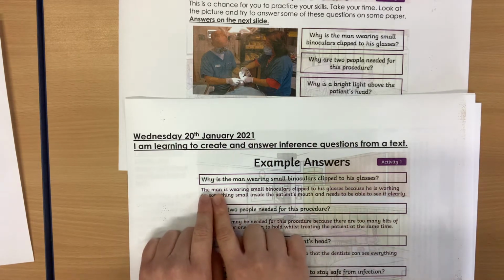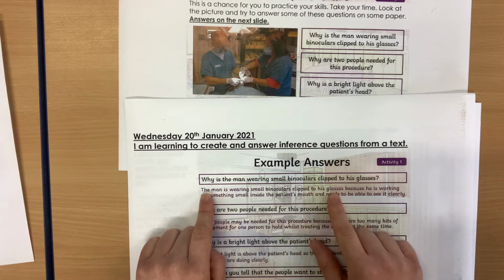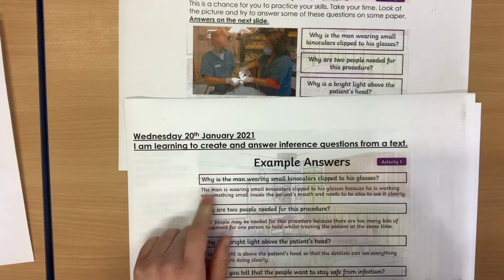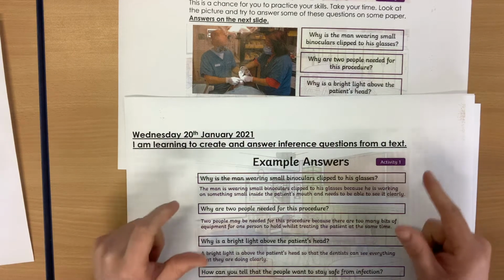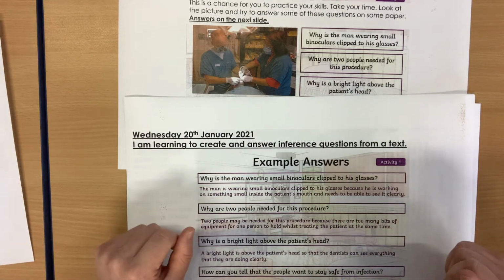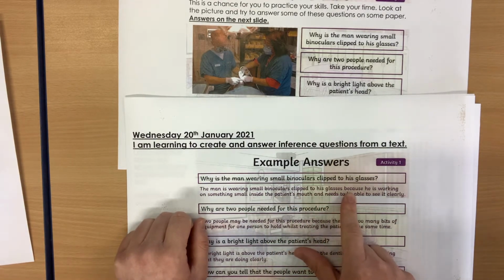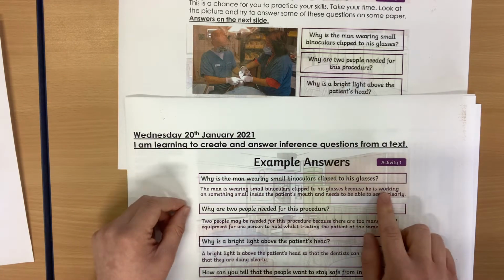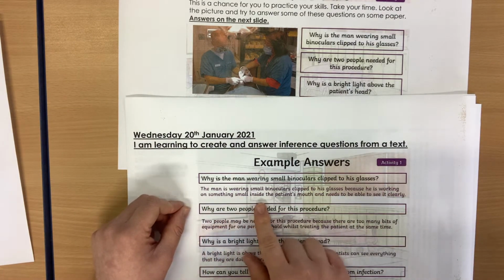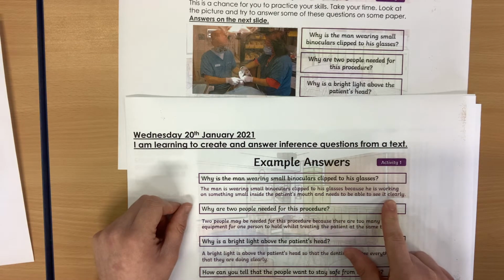And as you can see, it starts with, the man is wearing small binoculars clipped to his glasses, which is taken directly from the question. So remember those skills that your teachers have been teaching you in class. We always use part of the question in our answer. So the man is wearing small binoculars clipped to his glasses because... Okay, and that conjunction there tells us we're going to give an explanation as to why. He is working on something small inside the patient's mouth and needs to be able to see it clearly.